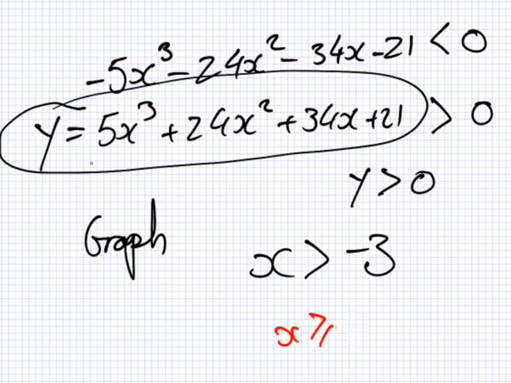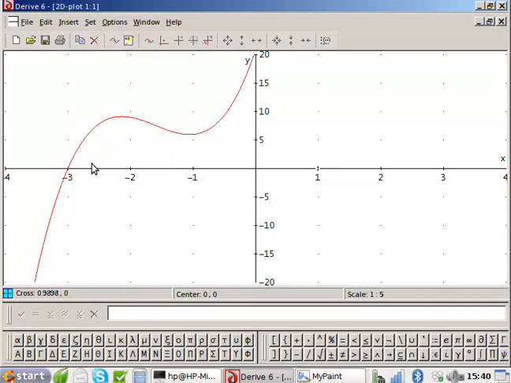Okay, so this one here now, you want to know when is this less than 0? So, what I'm going to do first to make the problem a little bit easier is multiply everything by minus 1. So you have 5x cubed plus 24x squared plus 34x plus 21 greater than 0. You might remember this, that when you multiply by minus 1 it turns it around.